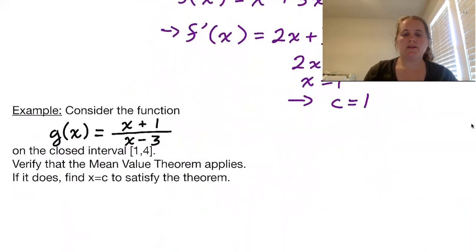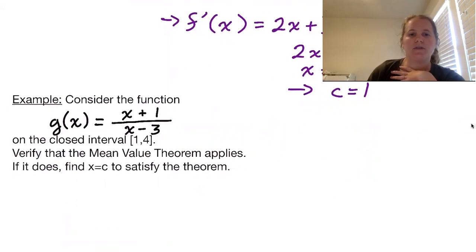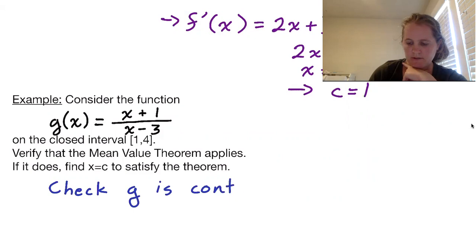For one more example, let's go ahead and consider the function g of x equals (x plus 1) over (x minus 3) on the closed interval [1, 4]. Again, we need to verify that the mean value theorem applies, and then if it does, find that x equals c to satisfy the theorem. So again, we need to check first that g is continuous on [1, 4].